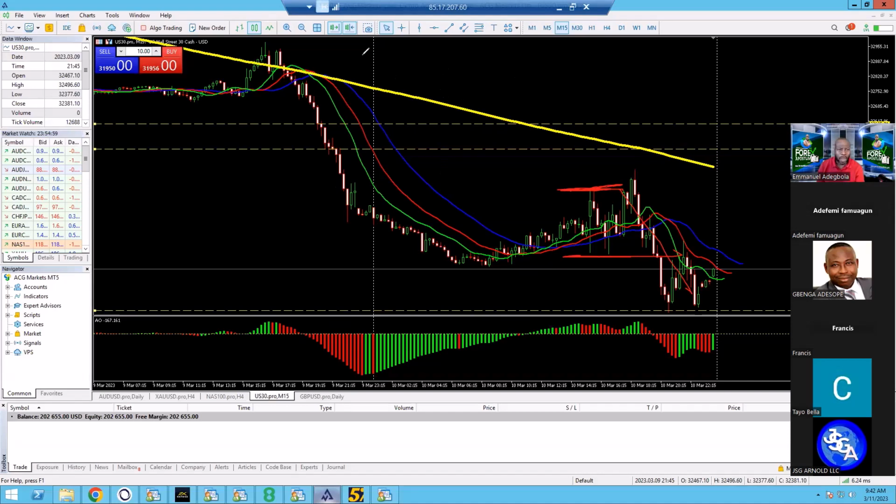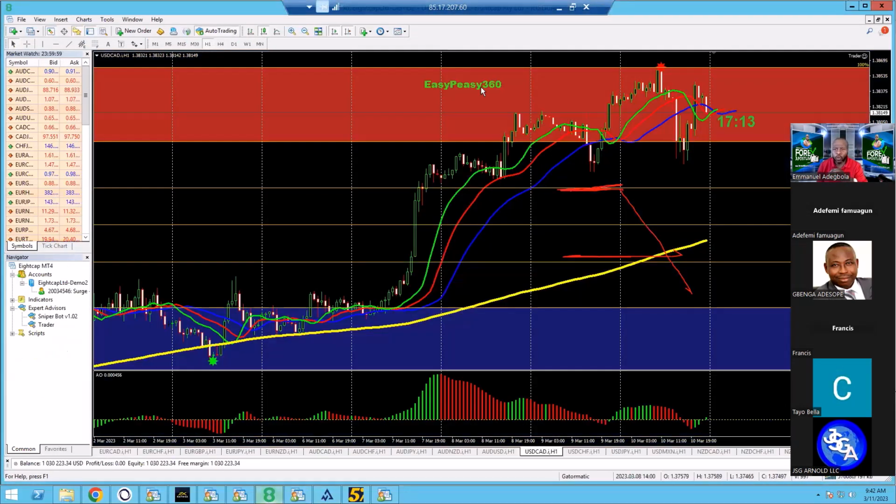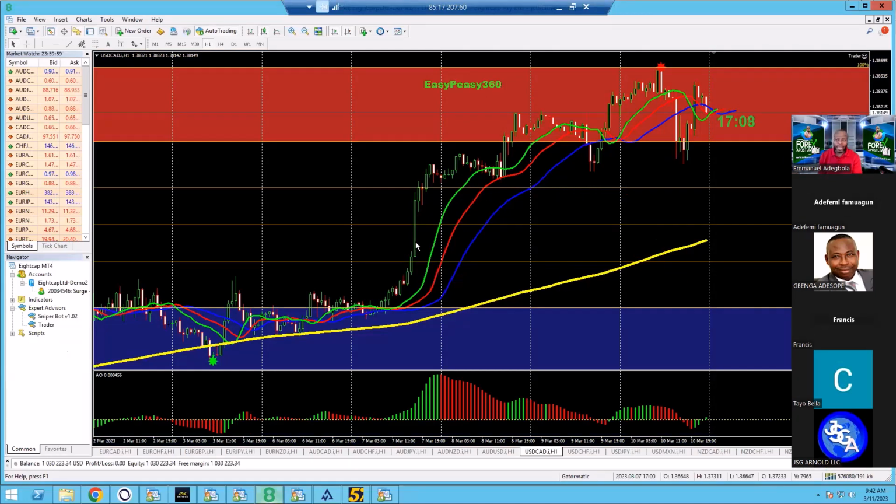Now let me show you how you can combine this with some of the other tools that we have used in the past. Let's take a look at this. Okay, so here, take a look at this. I added some of the tools that we are familiar with to form my Easy Peasy 360. So if you like the one we're talking about, USD CAD, which is still the same thing here.